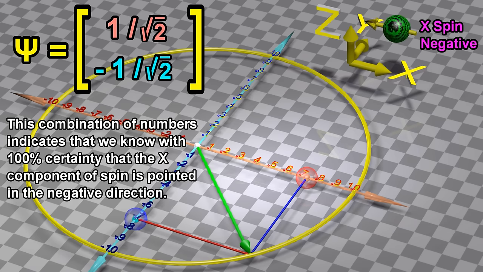Each of the three different ways shown of writing the quantum state comes from the fact that the spin in each of the three dimensions has a matrix associated with it. Each matrix has two eigenvectors. Each of these eigenvectors represents one of the quantum states we have been discussing in this video, where the spin in one direction is known with 100% certainty.